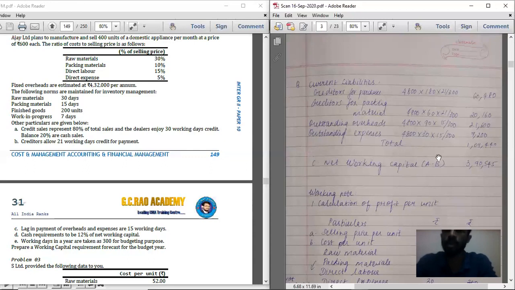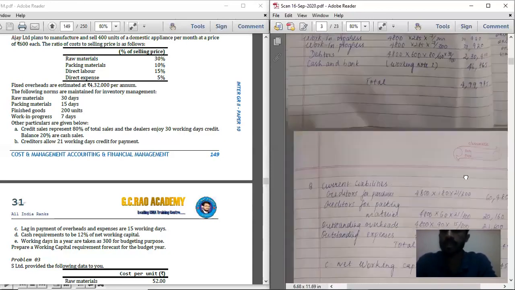Now below that total, put capital C, net working capital. Open a bracket. Capital A minus capital B. Close the bracket. Now see, understand this properly.